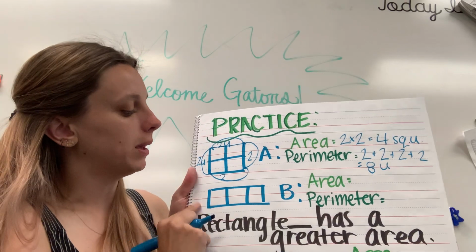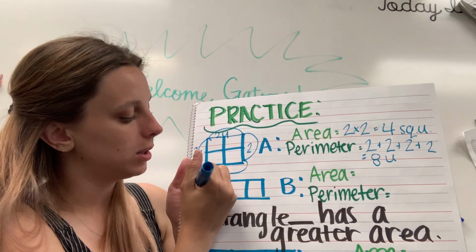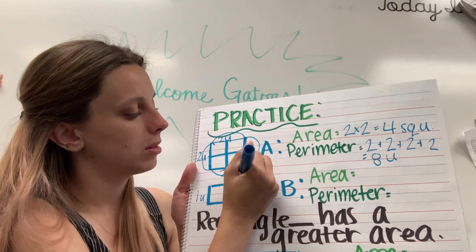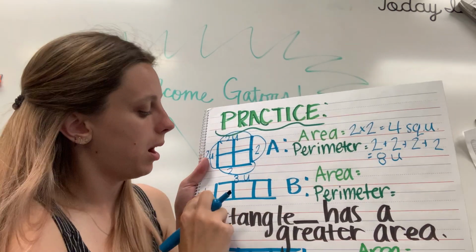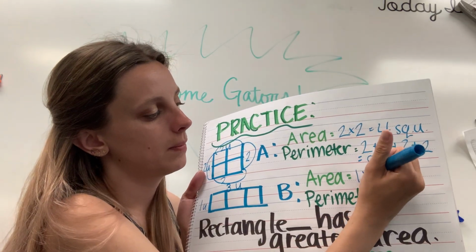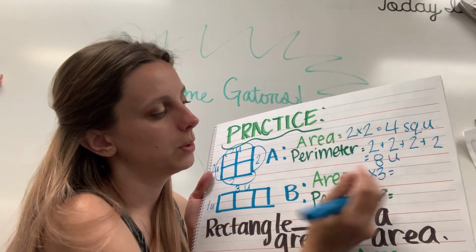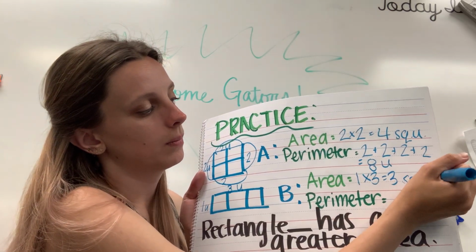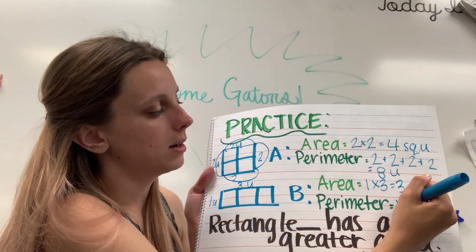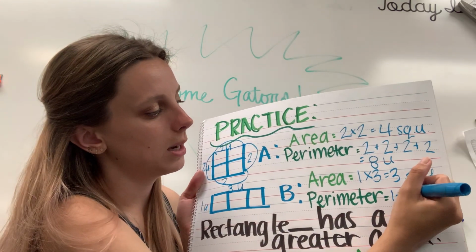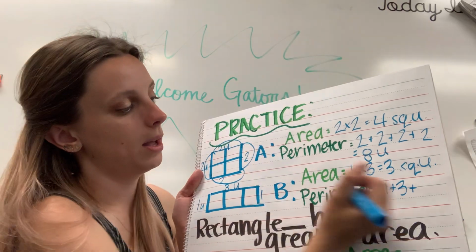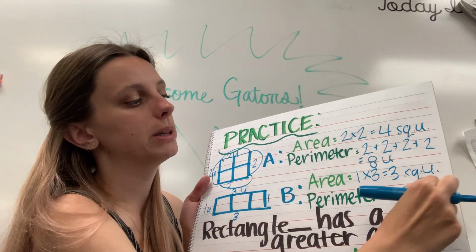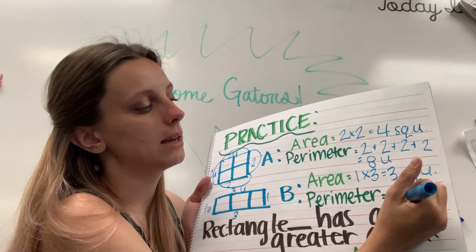Now let's go to rectangle B. Rectangle B has a side length of 1 unit, and it has a length of 3 units. So now I can solve. My area is gonna be 1 times 3, which is gonna be 3 square units. And my perimeter would be 1 plus 3 plus 1 plus 3, or 4 plus 4, which would equal 8.